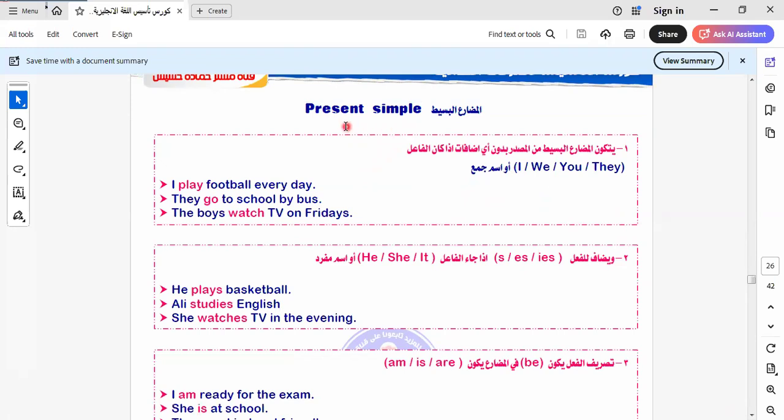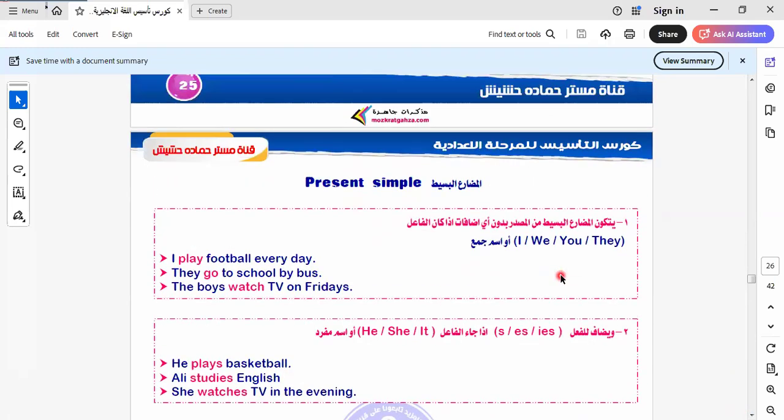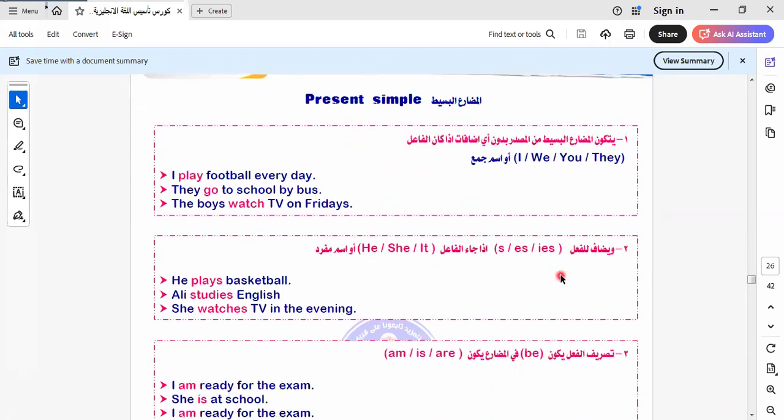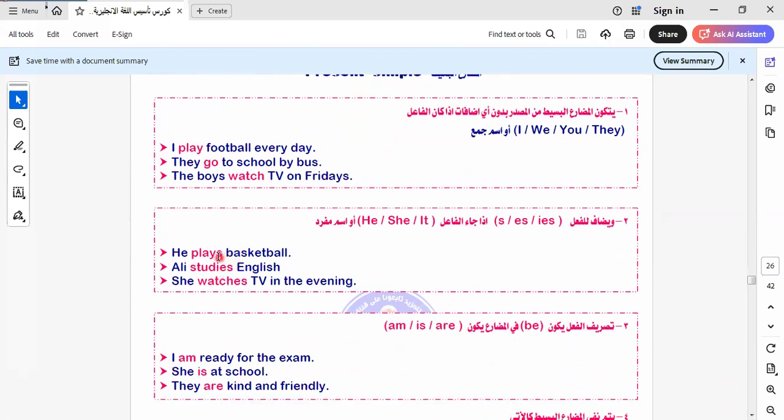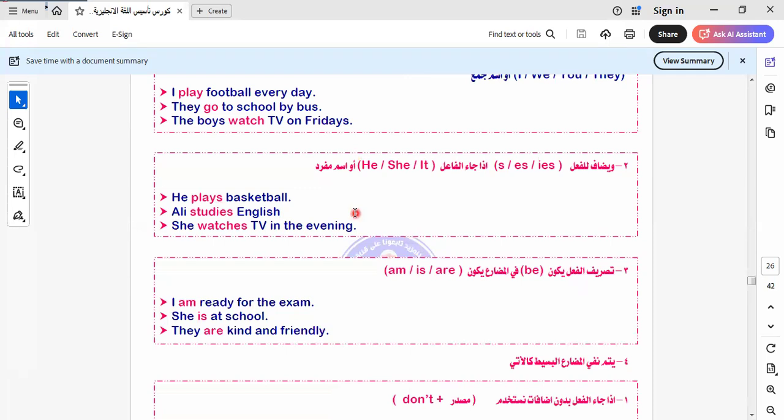Here we talk about the present simple tense. And we know from last video that the present simple tense is used for what? The usage of this tense is for facts, habits, and routines. And the formula of this tense is adding s to the verb, like this: he plays, Ali studies, watches. When we have I, you, we, they, we don't take s. This is the formula of this tense.